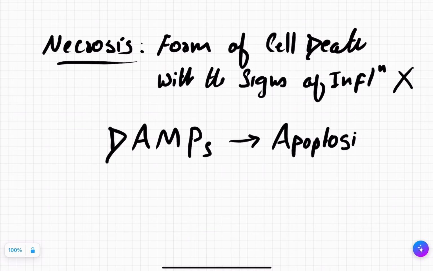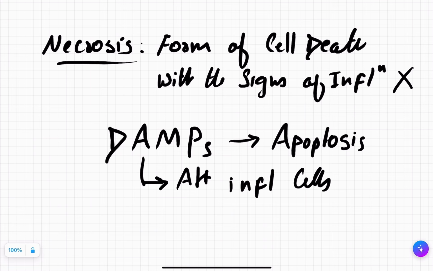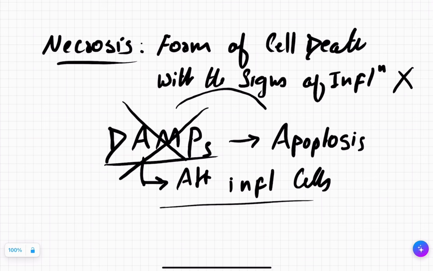apoptosis. What do DAMPs do? They attract all the inflammatory cells. So if DAMPs are released, they will attract inflammatory cells, and there will be inflammation. But if DAMPs are not released, there will be no inflammatory cells and no inflammation, as we will see in apoptosis. That is why I called necrosis a form of cell death with the signs of inflammation.